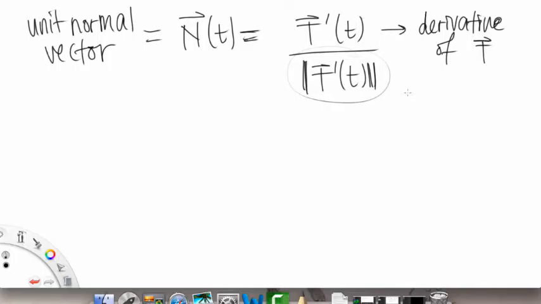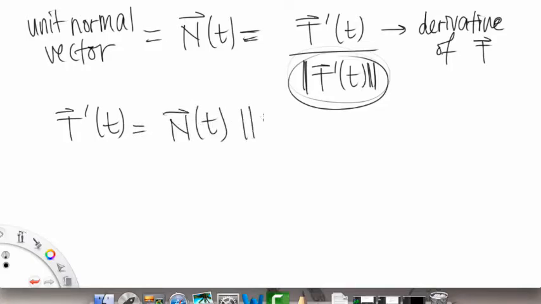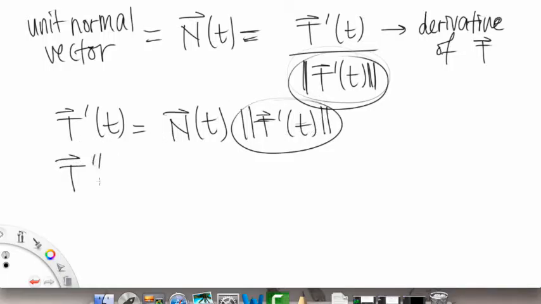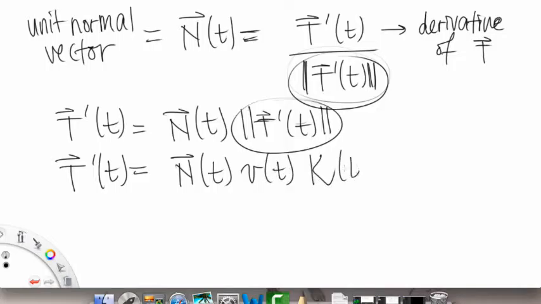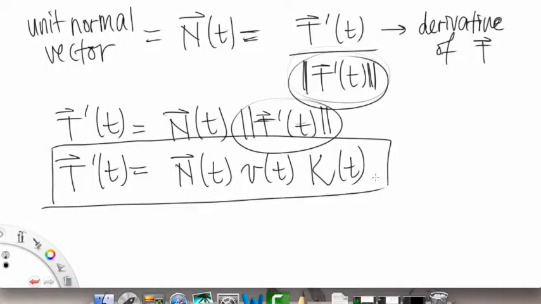Another way to write this is, let's say we multiply both sides by this magnitude here. Another relation we could get is that T prime of t is equal to our normal vector times the magnitude of T prime of t. And remember, on the last slide we found that to be speed times curvature. So another way we could rewrite it is N of t times speed times curvature. This is a very important one, one of the most important ones that you'll learn.